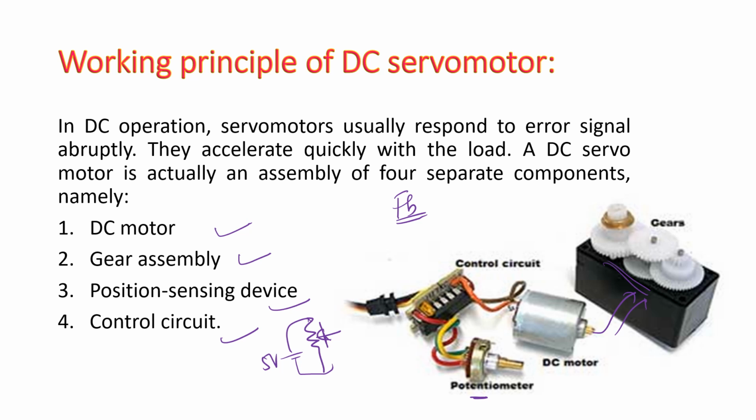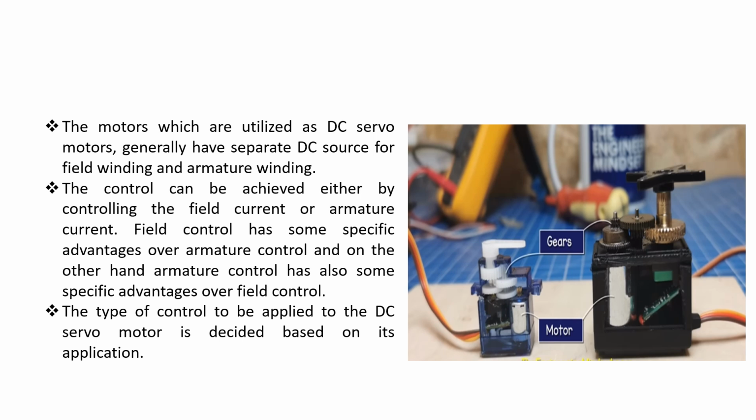Since every time we measure the current sensor value, it is called closed loop, because based on the potentiometer value, the control circuit output will be different. Hence the DC servo motor is an example of a feedback device or closed loop system. Yes, this is explained over here.